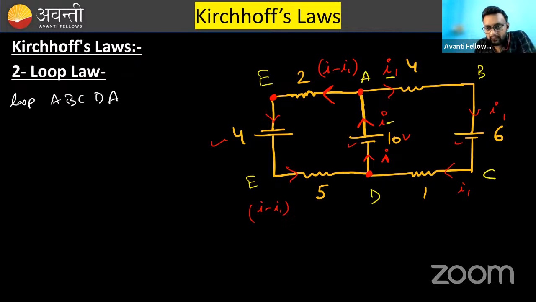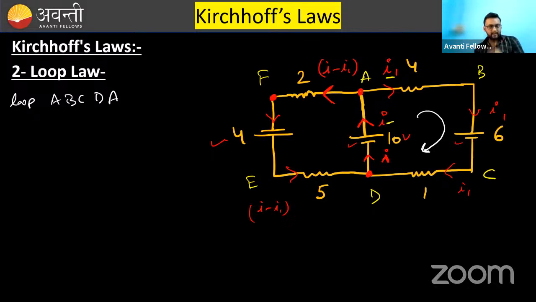Can you identify this loop A, B, C, D, A? I am applying Kirchhoff law in this direction. I wrote E twice. Where? Okay. Very good. Is it clear now?